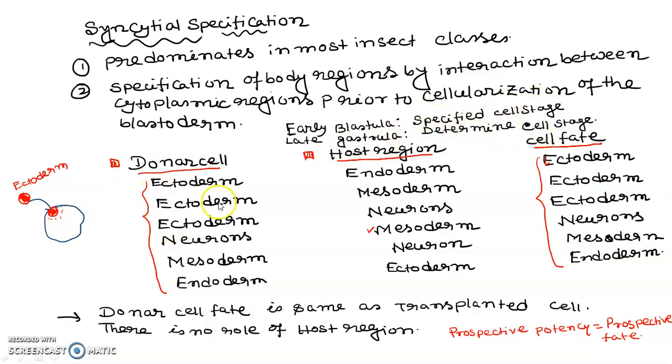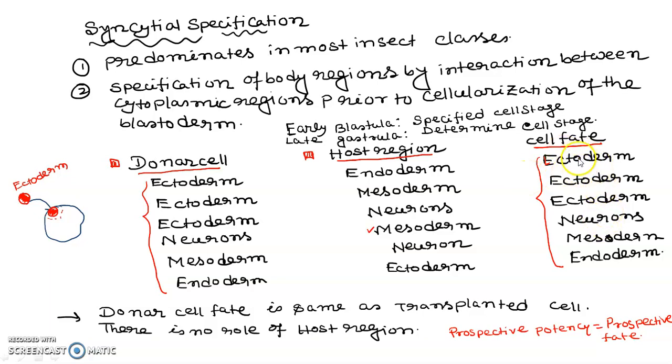Here is a donor cell, this is a host region, and this is the cell fate. Cell fate is the ultimate fate of the cell. If the donor cell is ectoderm and the host region is endoderm, the cell fate is ectoderm. If the host region is mesoderm, the cell fate is ectoderm. If the host region is neuron cells, it will still produce ectoderm.